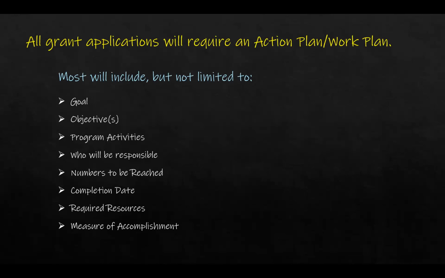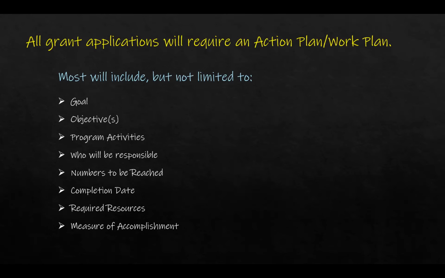So, all grant applications will require an action plan or a work plan. They kind of go hand in hand. Some of them call it an action plan, some call it a work plan. But this is an outline of the activities that you are going to do to meet the needs of your overall goal. These activities will focus on the objectives in meeting the goals. So you have your goal, and under your goal, you've got your objectives. And within your objectives, you have activities to meet your objectives.